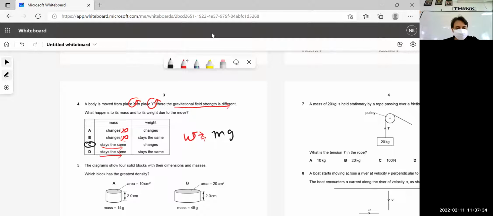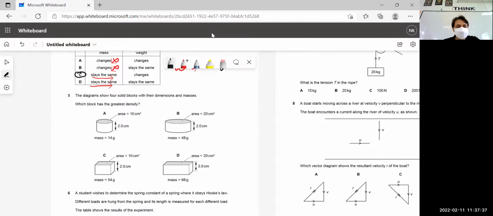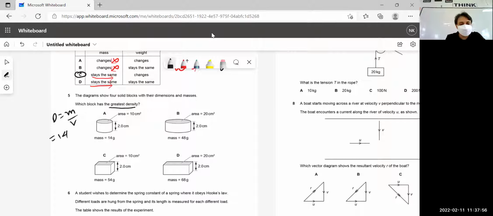Question number 5. The diagram shows four solid blocks with their dimensions and masses. Which block has the greatest density? For this, children, I will do some calculation. Density is mass per unit volume. The object having the highest mass and the least volume will be considered as having the highest density. So I need to do some calculation.